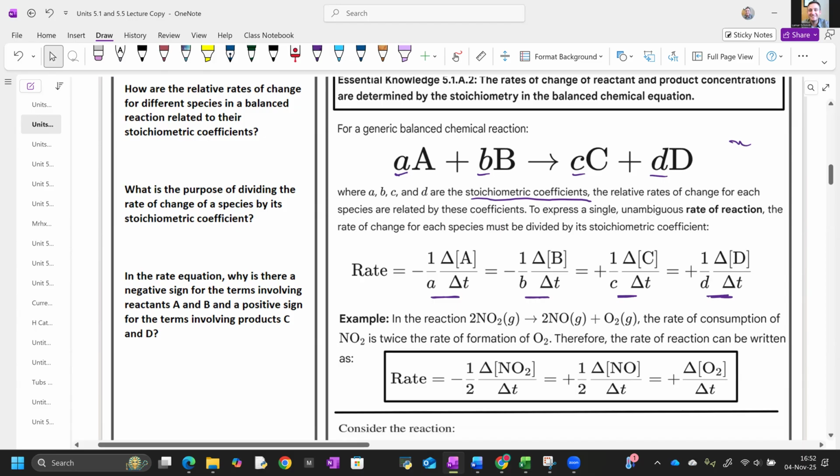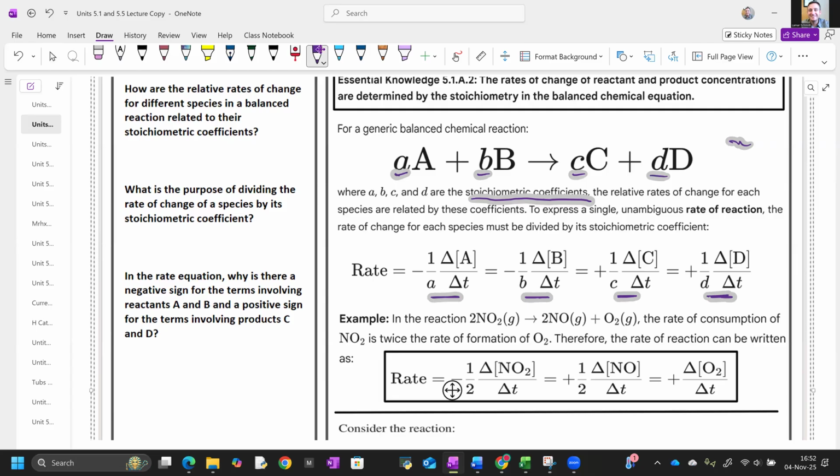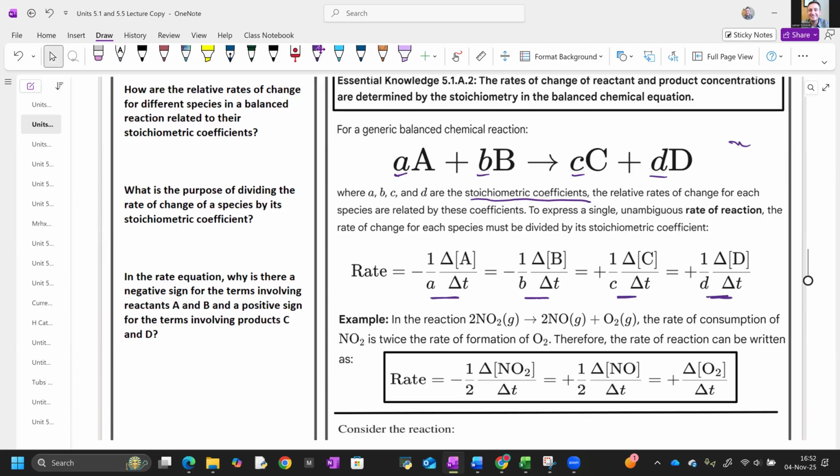But how do we express these stoichiometric coefficients? First of all, we take the inverse of those, and what we're getting is, instead of writing A, 1 over A. And then you also might notice that we have a negative sign. And this negative sign is absolutely important for this expression, because the change of A, as we just talked about, is going to be a negative value.